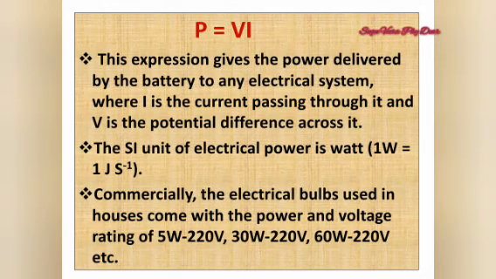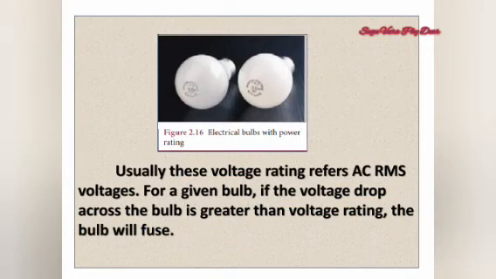Commercially, the electric bulbs used in houses come with power and voltage ratings of 5 watt and 220 volt, 30 watt and 220 volt, 60 watt and 220 volt, etc. Usually, this voltage rating refers to AC RMS voltage. For a given bulb, if the voltage drop across the bulb is greater than the voltage rating, the bulb will fuse.